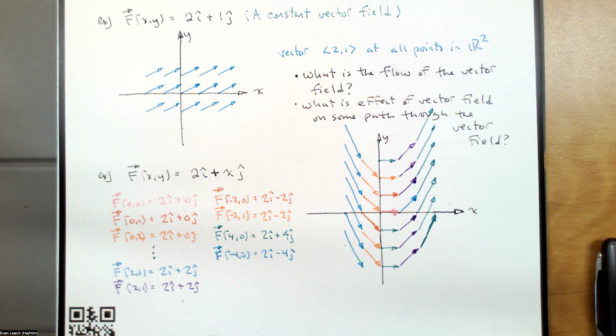So if we imagine the vector field as the current on the surface of some water, the flow would be just what happens if we put a leaf in the vector field? What kind of path would it carve? The other thing that we would want to consider is if we have our own path across the surface of the water, what is the effect of that flow on our path? Are we going against the current or are we going with the current? Is it pushing us along or is it pushing us back? Moreover, how much is it pushing us along?